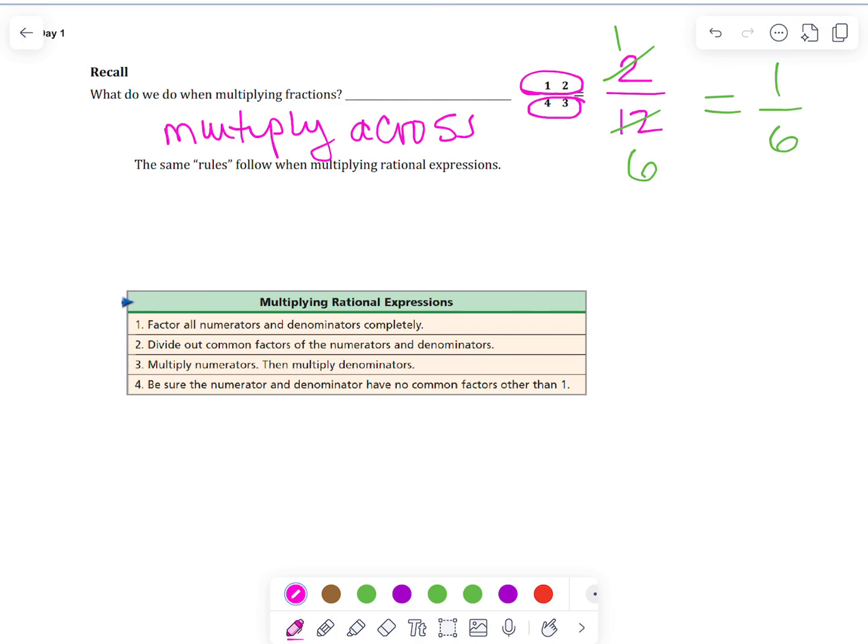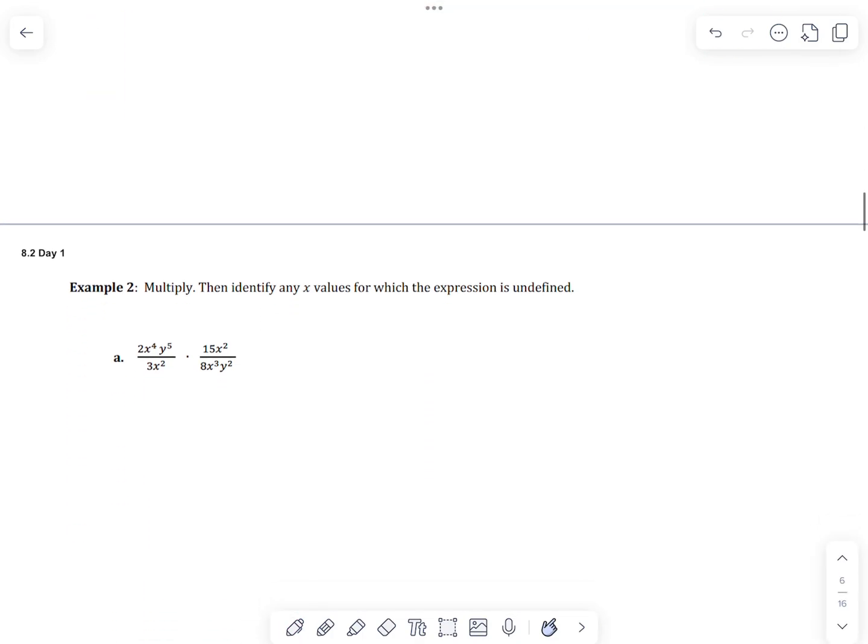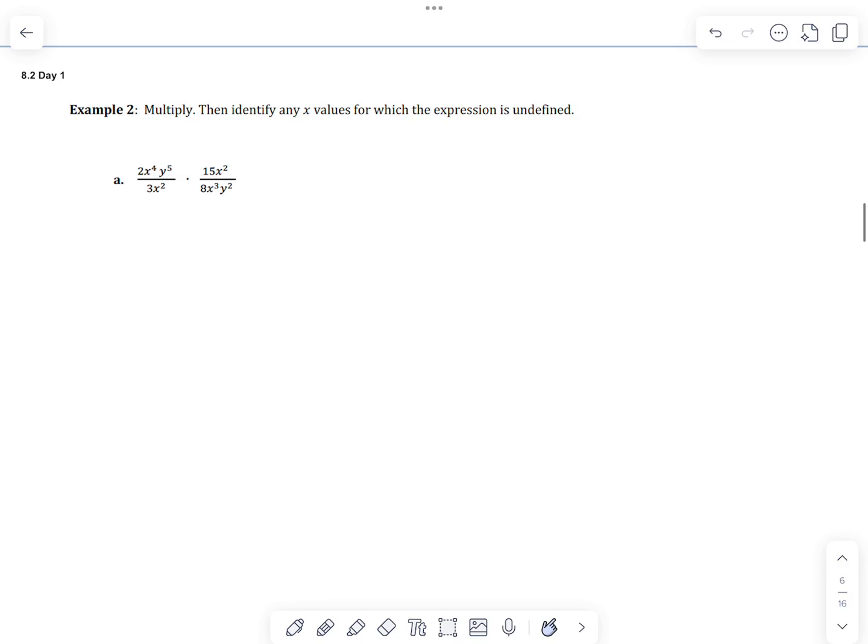We're going to go ahead now and move on to multiplying rational expressions. What you do first is you factor all numerators and denominators, then you divide by any common factors, and then multiply the numerators and multiply the denominators. And then be sure that there are no common factors other than 1. All right, so here's an example.